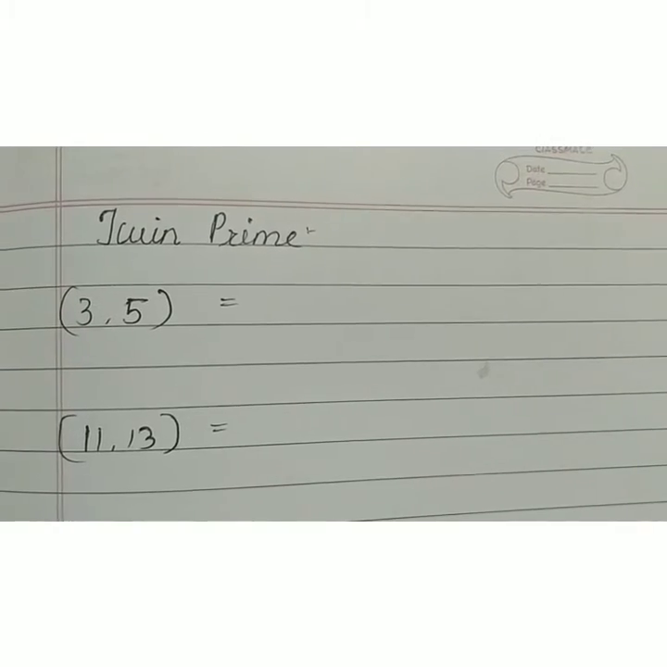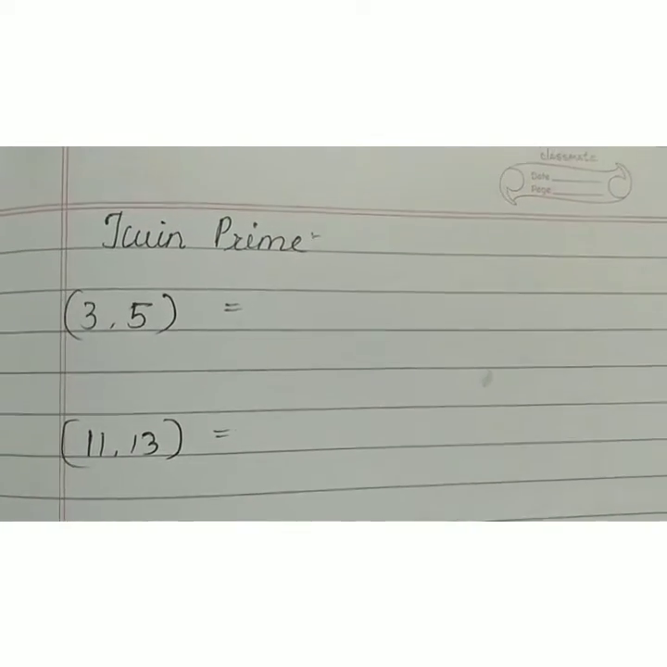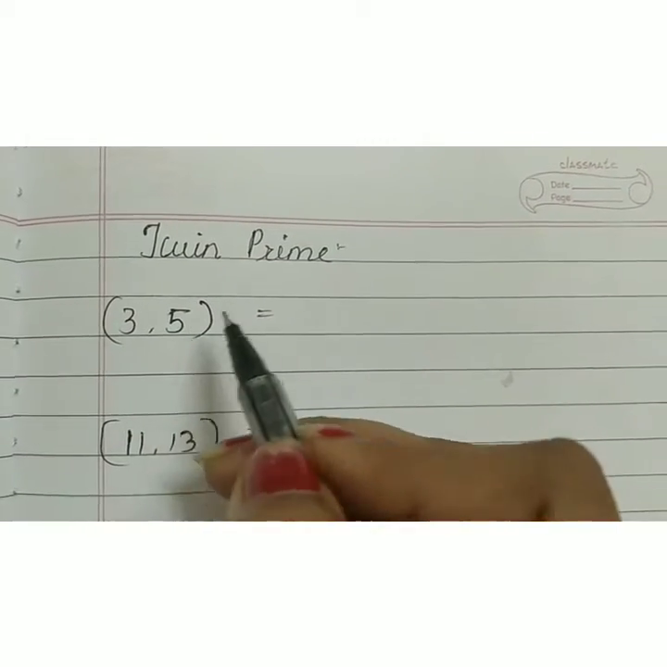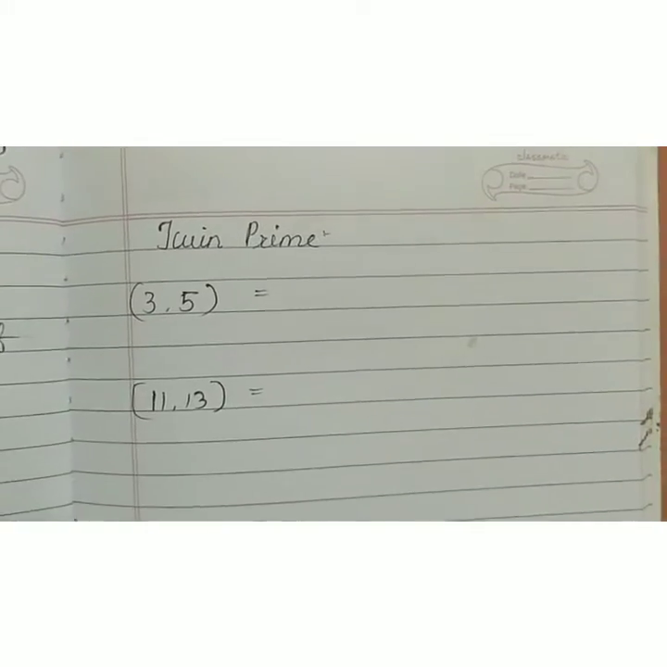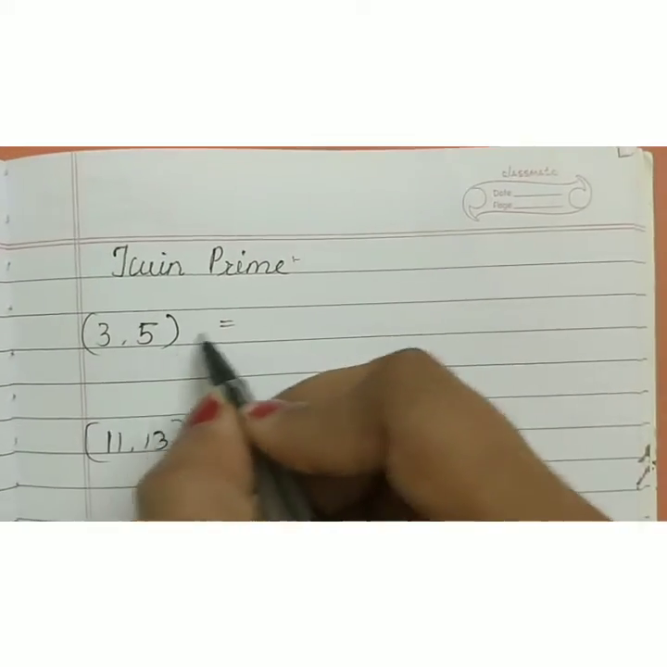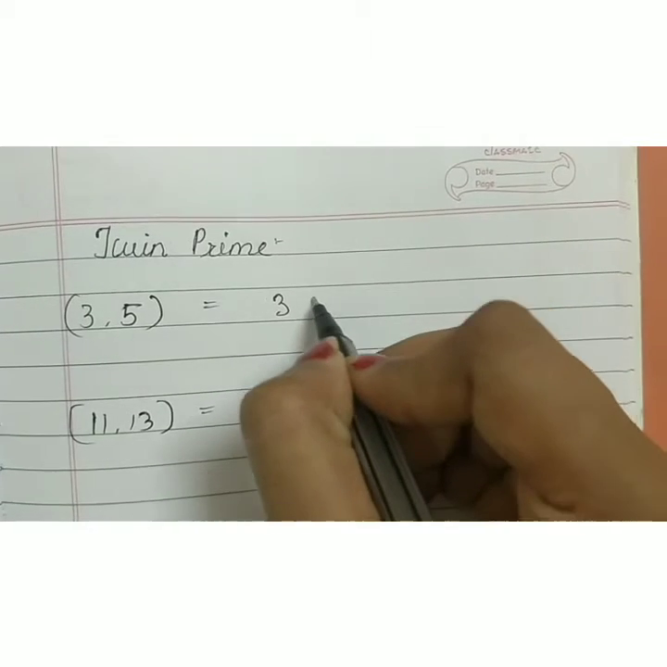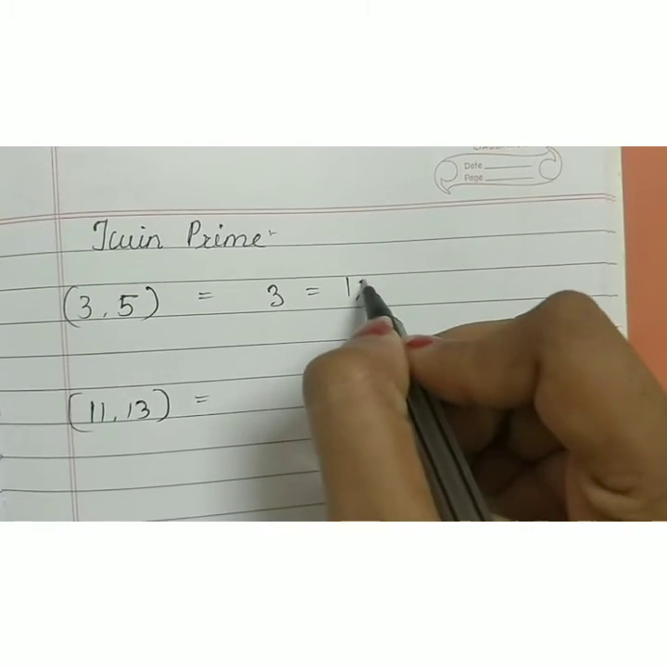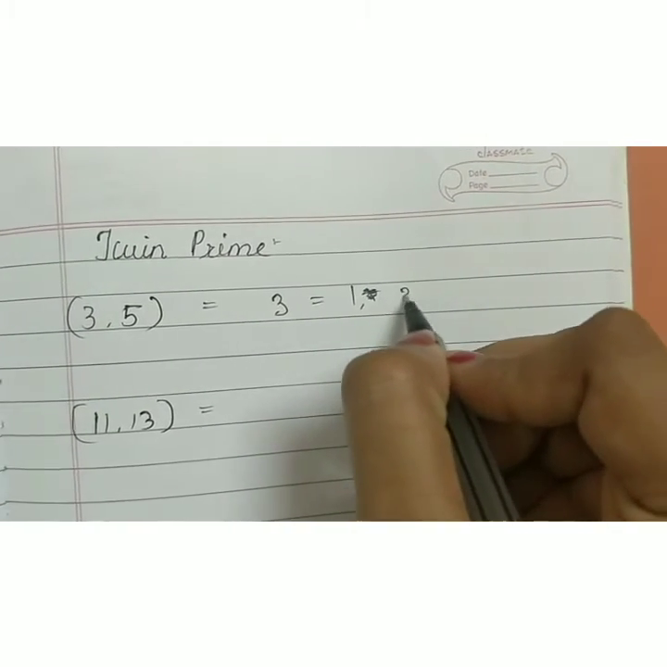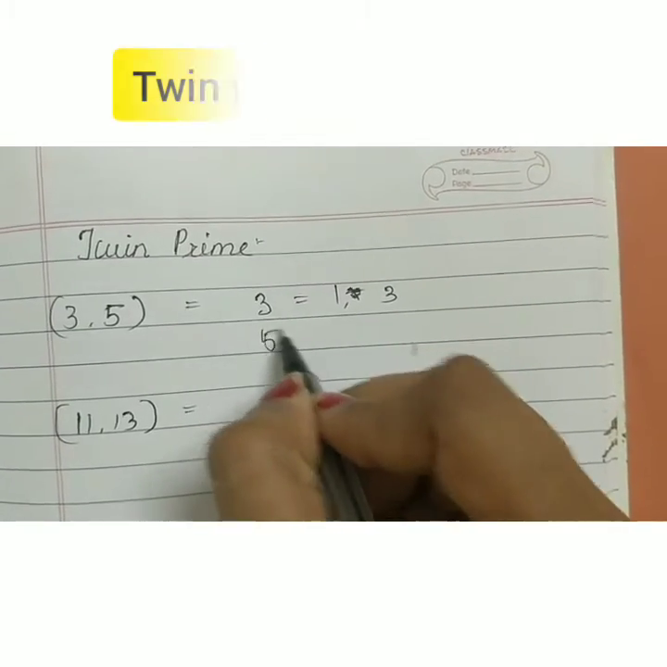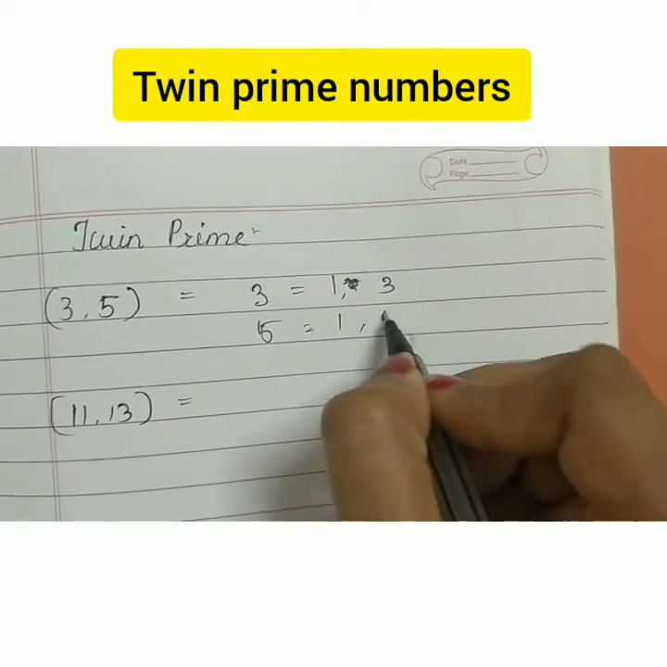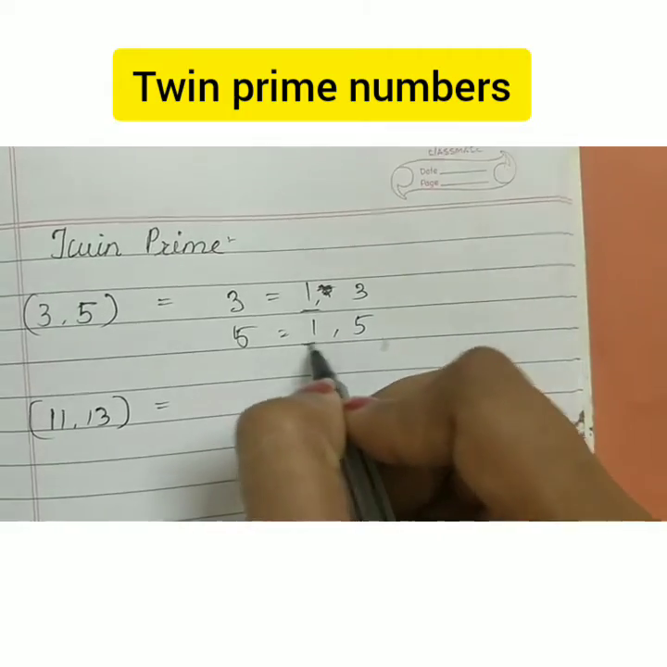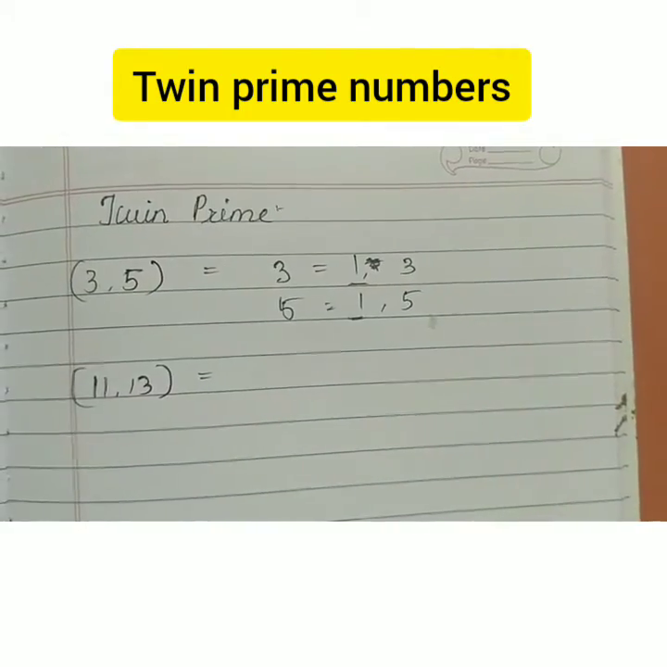Now let's see what is meant by twin prime numbers. First let's check if 3 and 5 are co-prime. Let's write the factors of 3: 1 and 3, and the factors of 5: 1 and 5. So we have 1 as common, so these two are co-prime numbers.